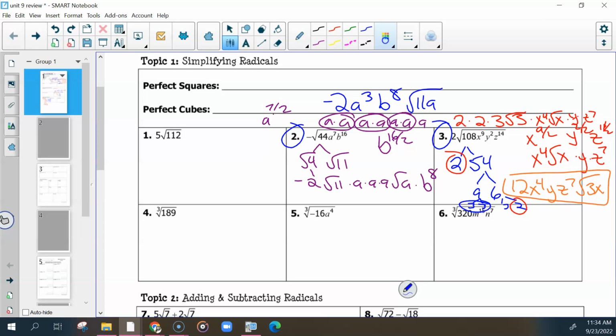Lily? I did -2. There was already a negative outside, so I just brought that down.